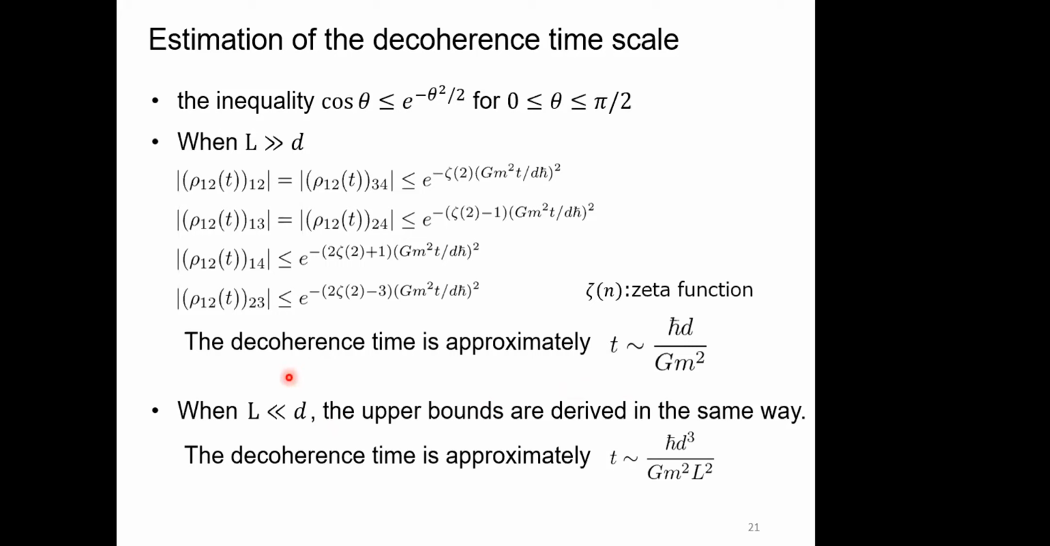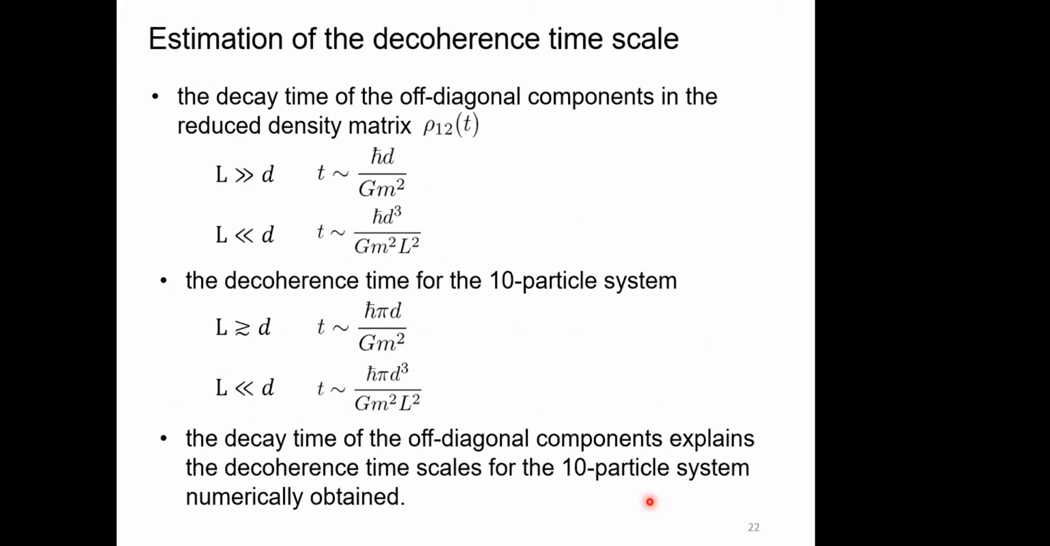In the case when L is much smaller than D, the upper bound is derived in the same way, and the characteristic decoherence time is approximately estimated as h bar d cubed over Gm squared L squared. As a result, the decay time of the off-diagonal components in the reduced density matrix is estimated by this form, like this.